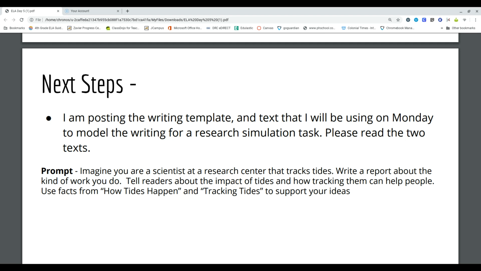And this is the prompt that I'll be writing to. Imagine you are a scientist at a research center that tracks tides. Write a report about the kind of work you do. Tell readers about the impact of tides and how tracking them can help people. Use facts from how tides happen and tracking tides to support your answer.